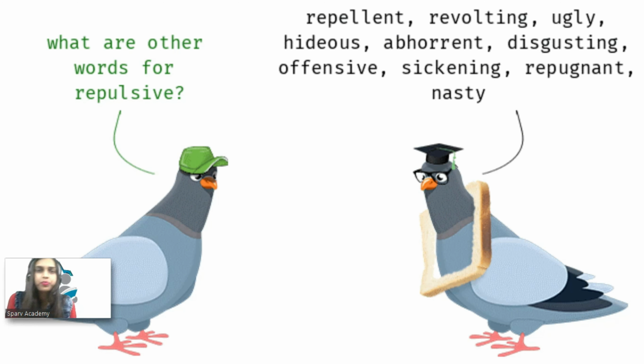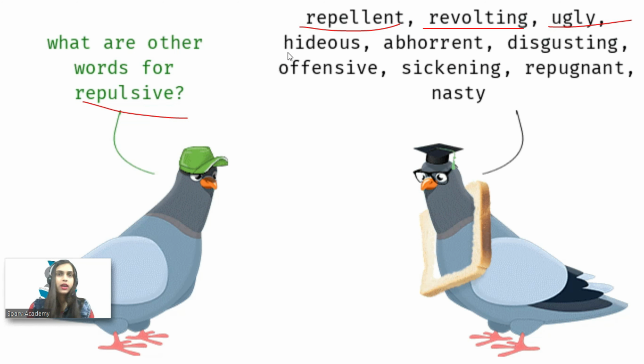So we have other words for disgusting and repulsive: repellent, revolting, ugly, that is not beautiful, hideous, abhorrent, disgusting, offensive, sickening, repellent, repugnant, and nasty. Okay, so these are all words for repulsive, and you can say all the synonyms for repulsive. We can repeat one more time: repellent, revolting, ugly, hideous.